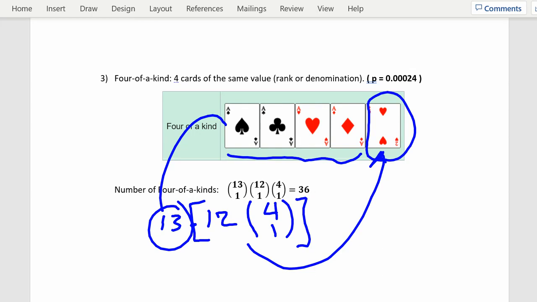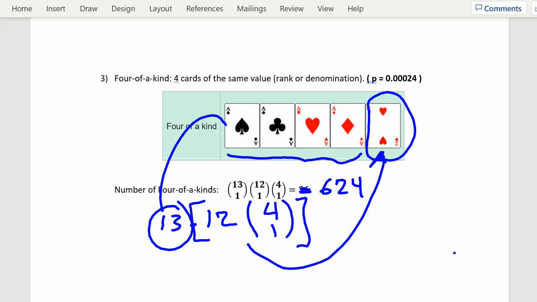So that's how many, actually, I'm sorry, that's not right. That's not going to be 36. That should be 4 of a kind. That should be 624. Okay, 624. So I'm glad I caught that one. Okay, so that's the number of 4 of a kinds.